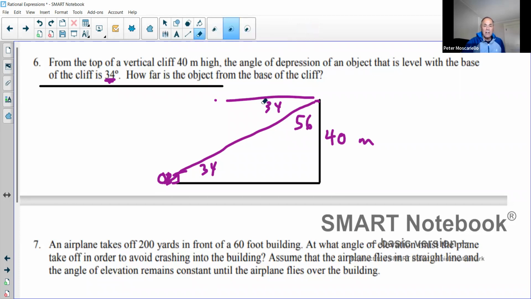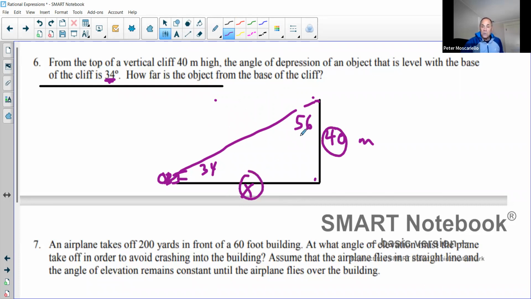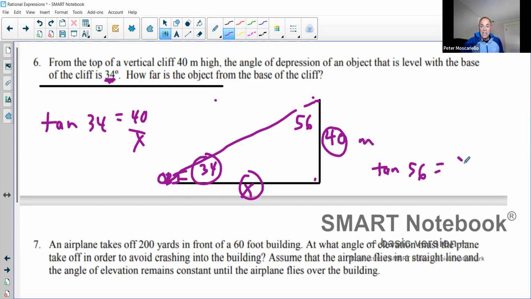So the question is, how far is the object from the base of the cliff? They're looking for this object from the base of the cliff. So you got to use the X and the 40. You can use the 34 or the 56. If I use the 34, well, hopefully you already did this. You get tangent 34 equals 40 over X. If you use the 56, I'd have tangent 56 equals X over 40. That's interesting. If I use the 34, opposite, adjacent, 40 over X. If I use the 56, opposite, adjacent, X over 40.